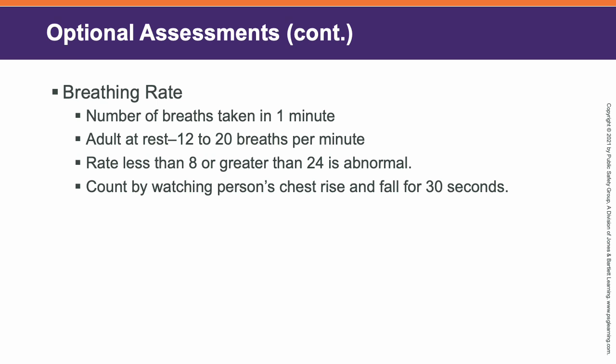We could also take a look at their breathing rate. If they're breathing faster than normal, that may be an indication of respiratory distress. A rate less than 8 or greater than 24 meets those benchmarks of being abnormal. Now I know like it says between 12 and 20 breaths per minute for an adult is what's normal, but being off by 1 or 2 breaths per minute is probably not that serious. That's why it gives us a benchmark of less than 8 or greater than 24. Okay?